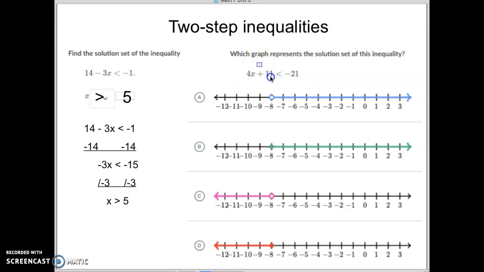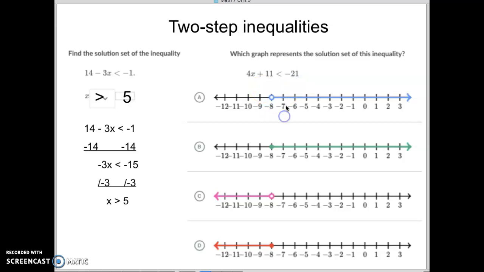Okay. And it would because subtract 11 from, or add a negative 11 to this side, add a negative 11 to this side. Negative 11 plus negative 21 is negative 32. When we take and divide by 4, negative 32 divided by 4 is negative 8.